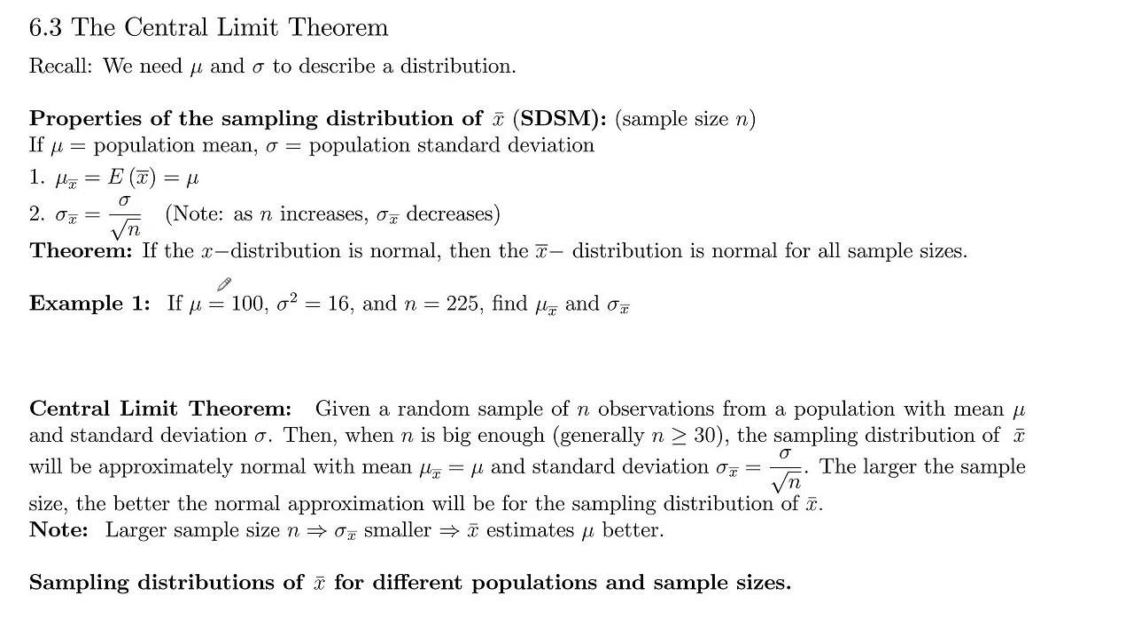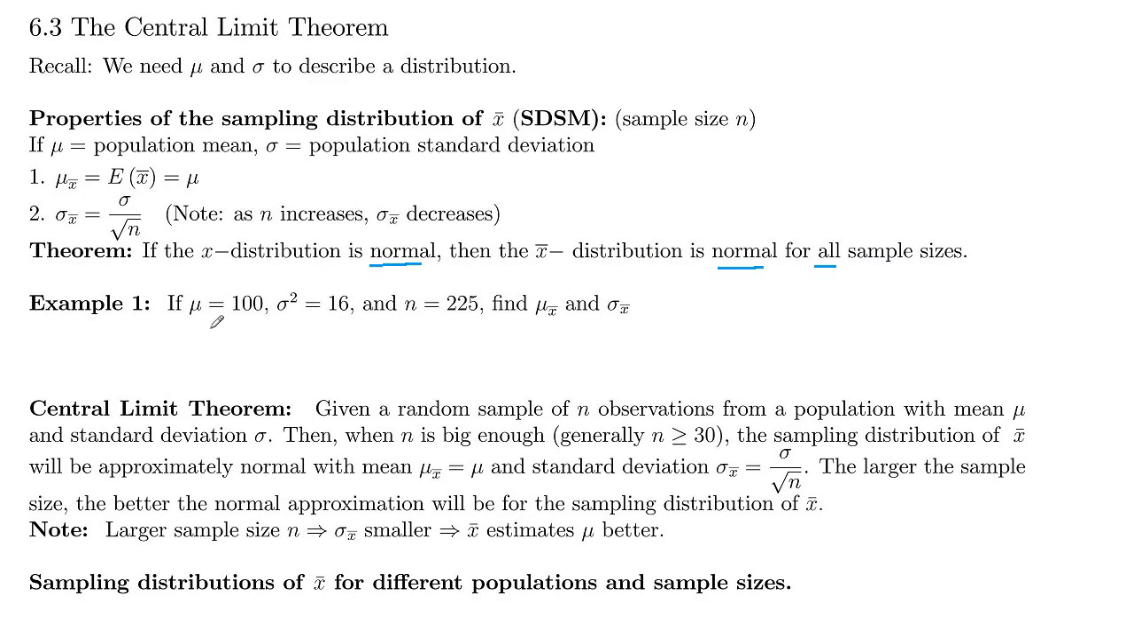And then we have the following theorem. If your original data, your X distribution, is normal, then your X bar distribution, the sampling distribution for X bar, is also normal, and that's for all sample sizes. So if you start with a nice population, your sampling distribution will be nice and normal. Now, that's not always the case if your original distribution is not normal, not for all sample sizes. But if your sample size is big enough, it will be.